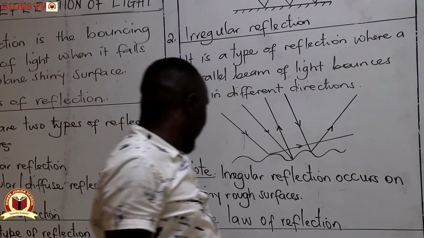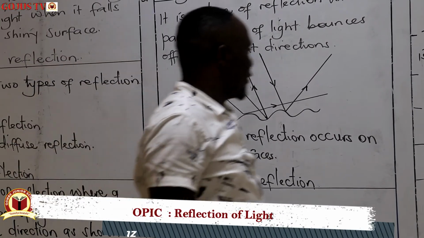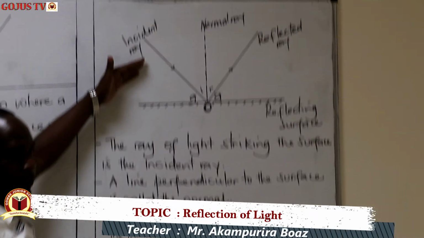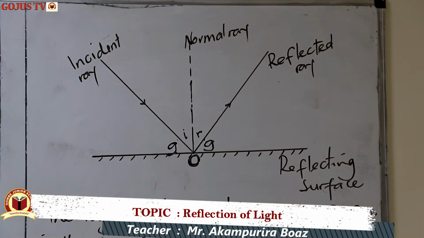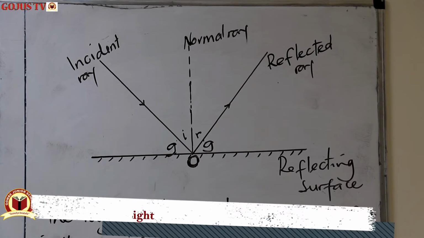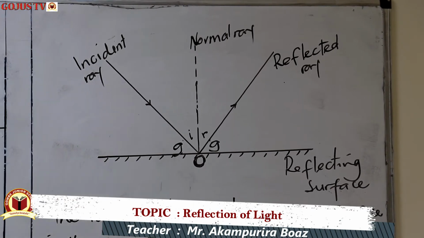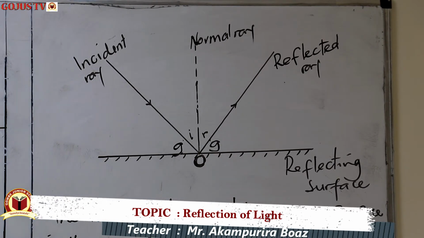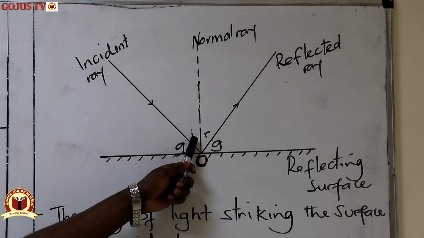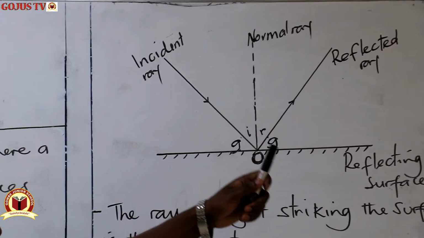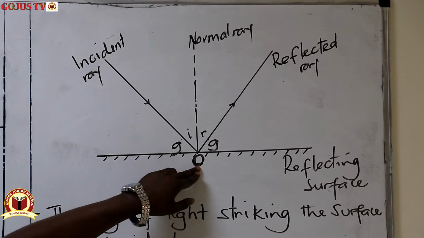We have the law of reflection, and it is summarized by this diagram, which has the incident ray, then the normal ray, the reflected ray, then we have these four angles. There is an angle which I've named G, there is an angle which I've named I, R, and G again. Then there is this point which I've named O.